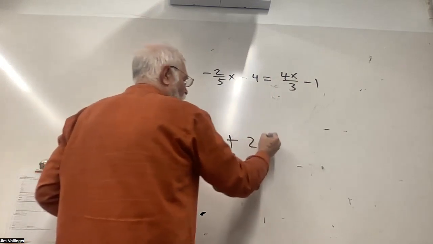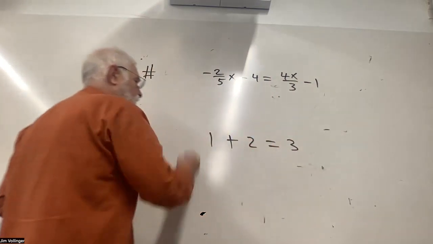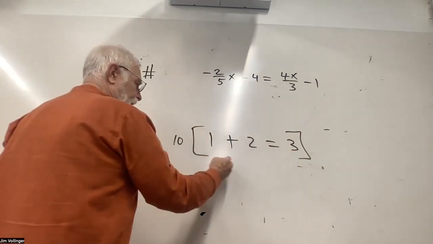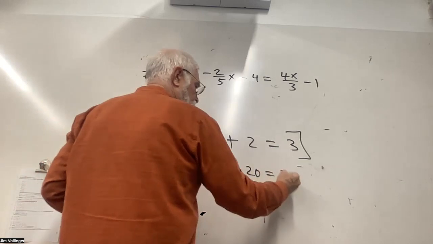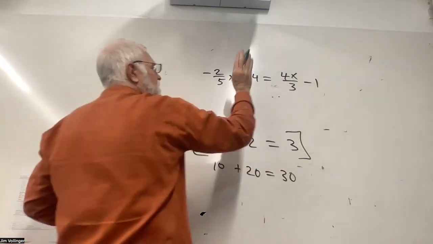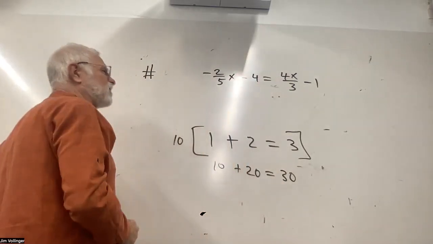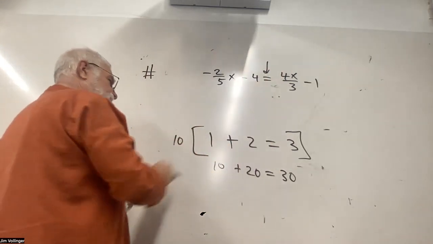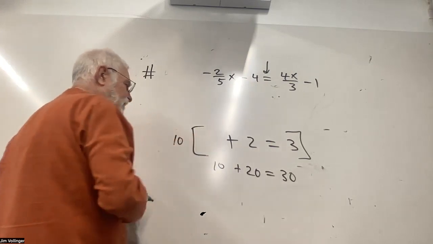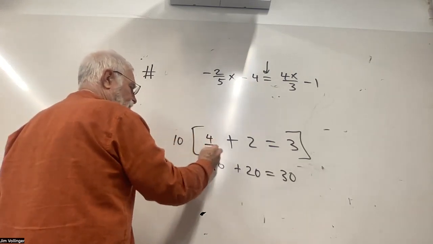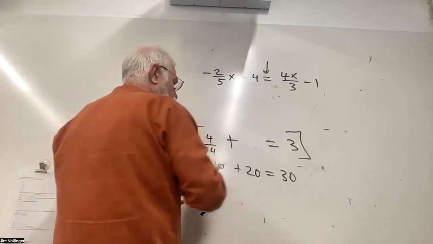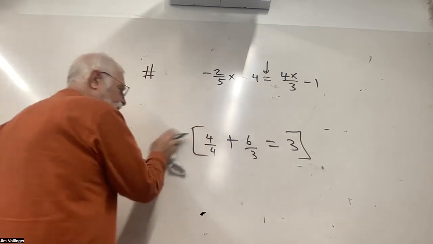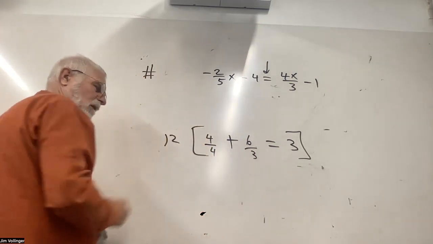Let's look at the numbers as small as possible. If I multiply these by 10, I get 10 plus 20 equals 30. So I guess if I multiply by something to each term, I'm still going to be equal. Okay, we've proven that. Let's make this a fraction. Let's make the number 1 4 over 4, and let's make the number 2 6 over 3. So now the question is, what number do I want to pick? I hope you say 12.